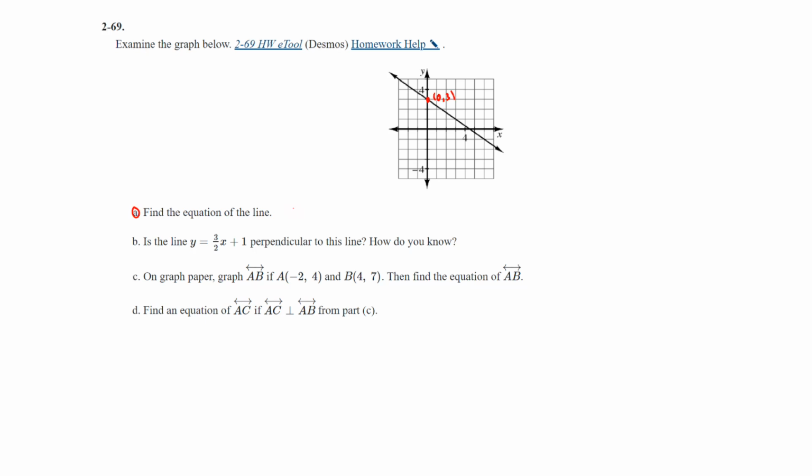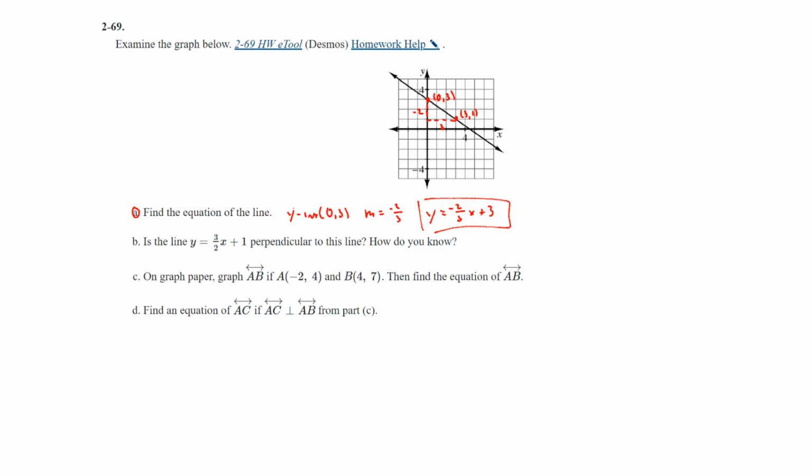Part A, find the equation of the line. So we do need to know the y-intercept, which we have at 0, 3. The slope, though, we need to find another point that it intersects nicely, because at the x-axis it doesn't. So it looks like it intersects again right here at 3, 1. So our slope, you can do your slope triangle. You're going down 2 and to the right 3. So it looks like we have a slope of -2/3, which is enough information to write the equation y equals -2/3 x plus 3.